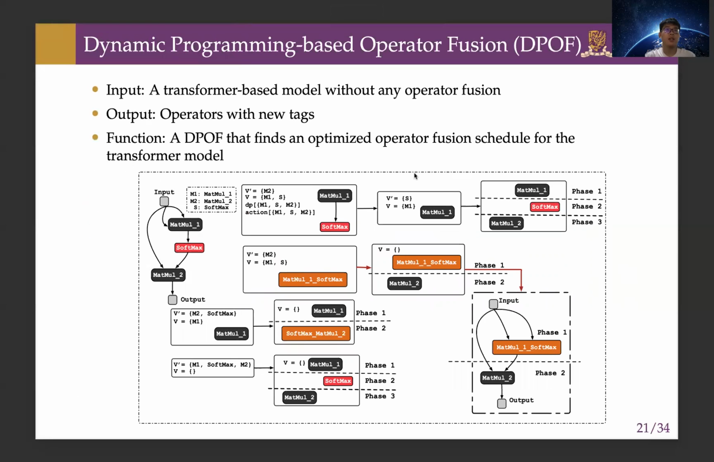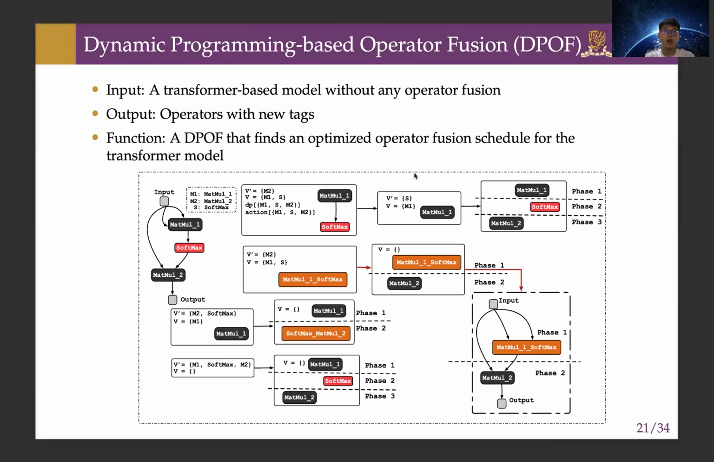Then let's have a look at the dynamic programming-based operator fusion. The input is a transformer-based model without any operator fusion, and the output is a collection of the operators with new tags. The function of this module is to find the optimized operator fusion schedule for the transformer model. If we can find a kernel that can do the computation of all the operators in the stage, we can just execute that kernel instead of launching many kernels one by one. This is the idea of operator fusion.